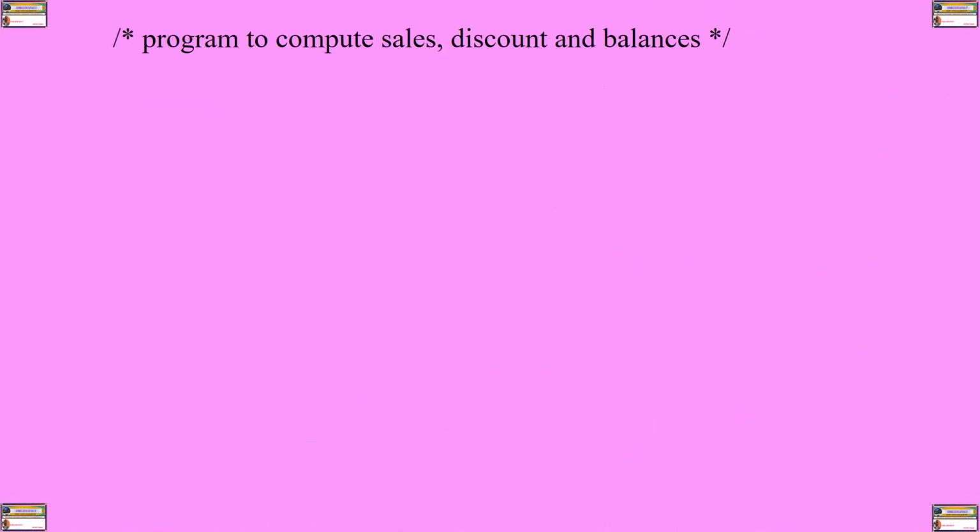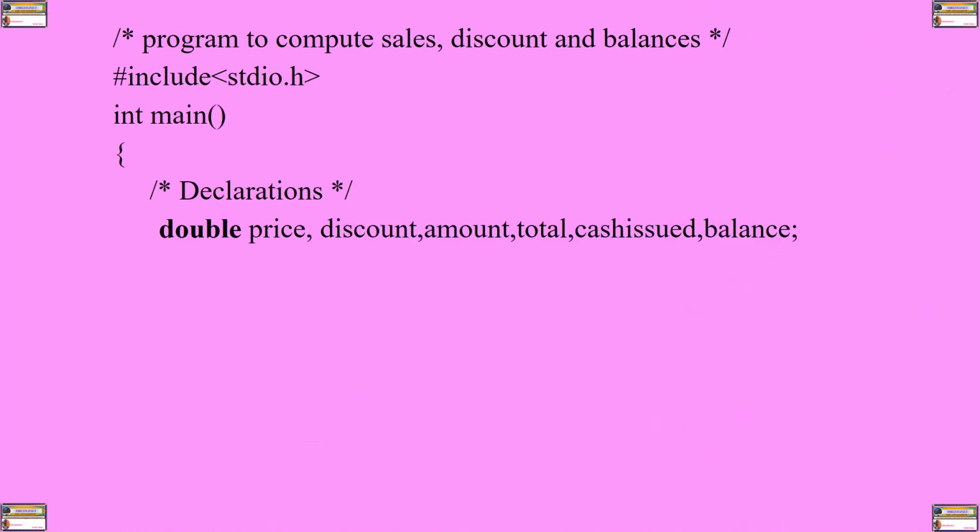So we begin with the comment. The comment is: program to compute sales, discount, and balances. Then we have #include <stdio.h>. We have int main. Then we have the opening brace there. And then we are setting memory locations assigned.